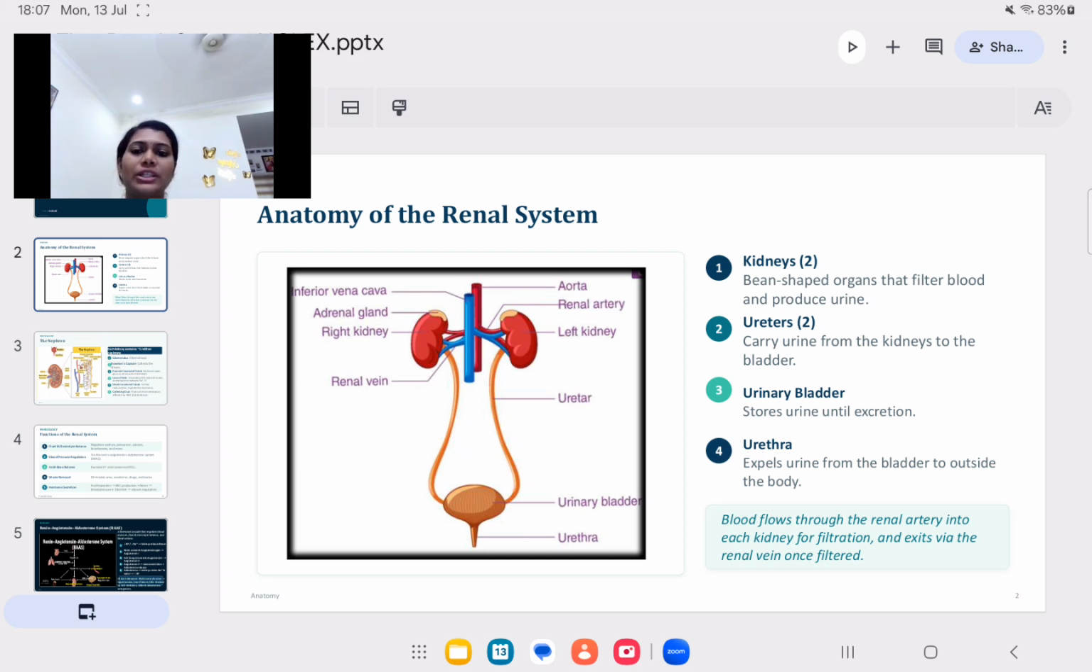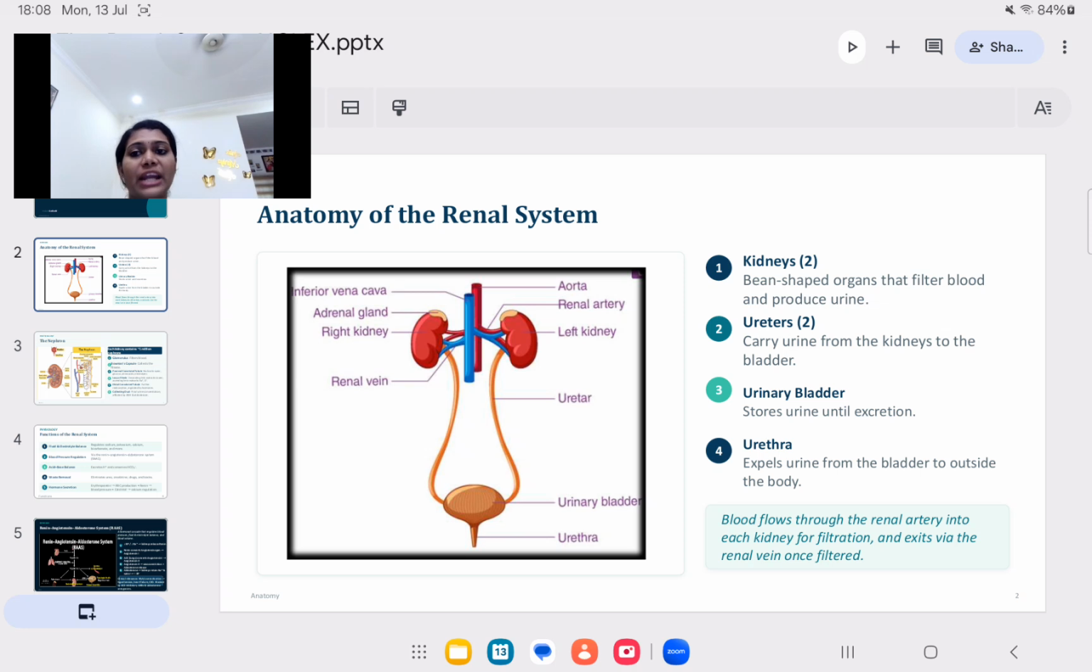Okay, so the anatomy. We all know that we have two kidneys. There is one pair of kidneys present in our body. It is placed retroperitoneally, behind our abdominal cavity in the back of our body, in the flank area. It is a bean-shaped organ which helps in the filtering of blood, and it produces urine, which is eliminated through the urethra. So we have two kidneys which help in the filtration of blood and eliminate the waste products from our body.